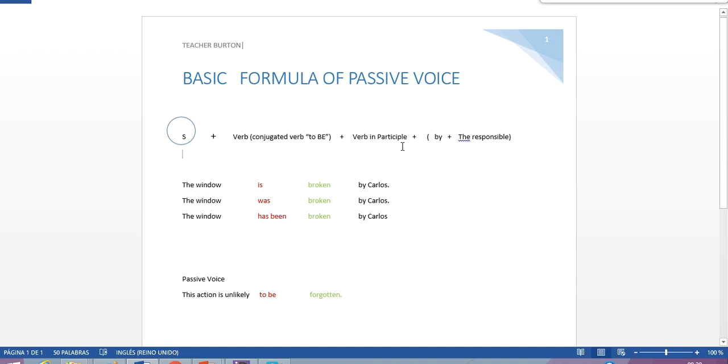Then we have the verb in participle, o past participle, como lo conocemos. Si es un verbo regular, we add ed, y si es irregular, you know, is the third line of the irregular verbs, a la tercera línea de los verbos irregulares. Break, broke, broken. Entonces, bueno, traté de no cambiarlo para que vean que lo único que se modifica siempre es la conjugación del verbo to be.